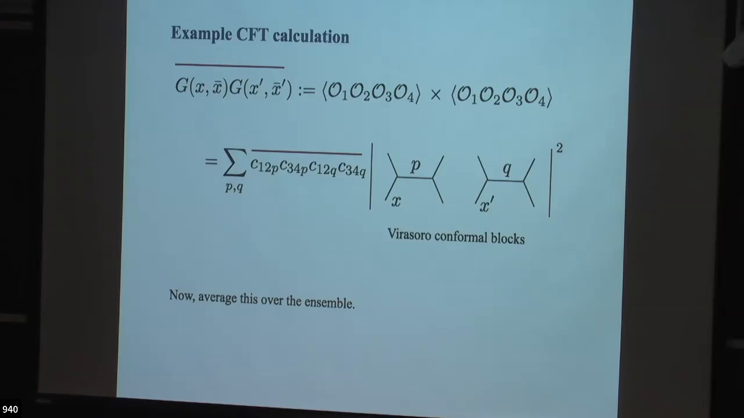But here, 1, 2, 3, 4 are heavy operators above the black hole threshold? No. Think of these as probe operators that are below the black hole threshold. We've taken a CFT that just has black hole states above threshold, and it has four operators which are below the black hole threshold, but heavy enough to backreact. So the dimension is much larger than one. It's of order C, but less than C over 12.